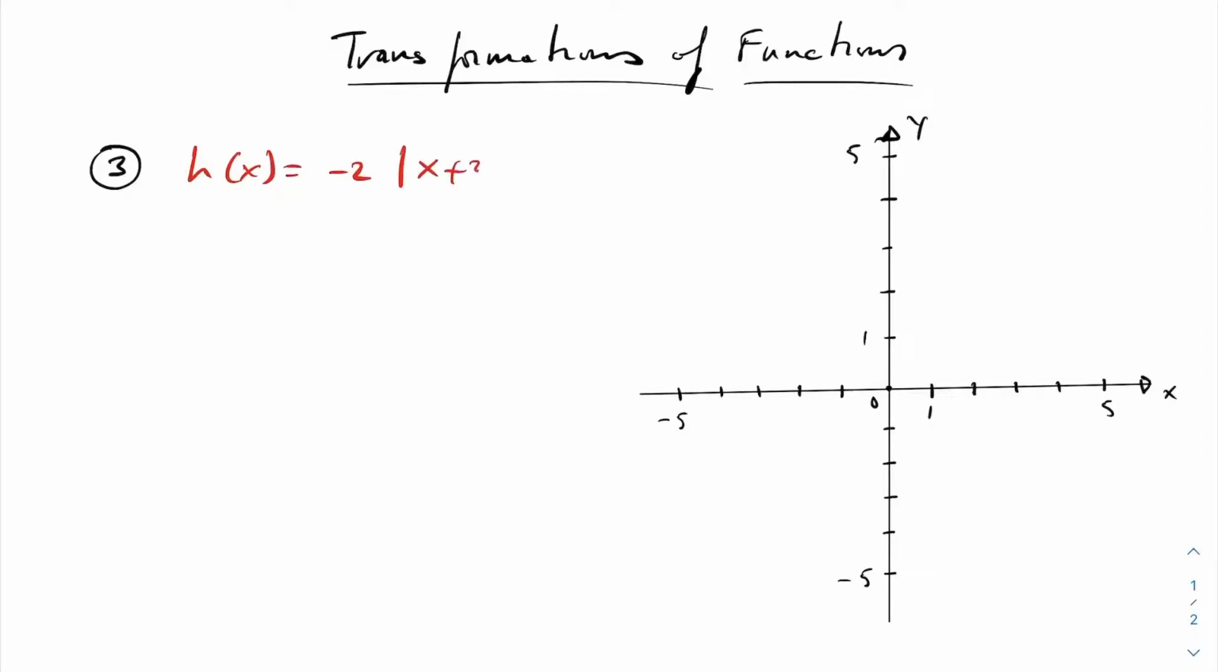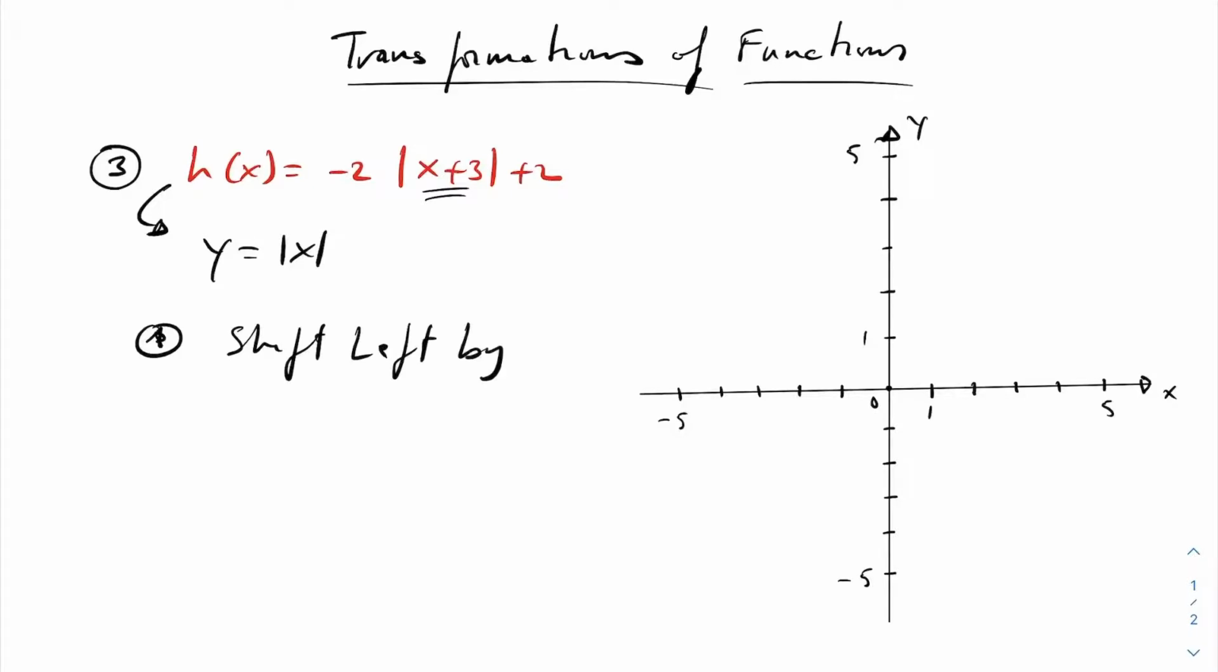plus 3 plus 2. Again, our parent function here is going to be y equals the absolute value of x. And then for the transformation, we're going to start with the input x. And you can see here that a 3 has been added to the input x, which means that the entire graph is going to be shifted to the left by 3 units.